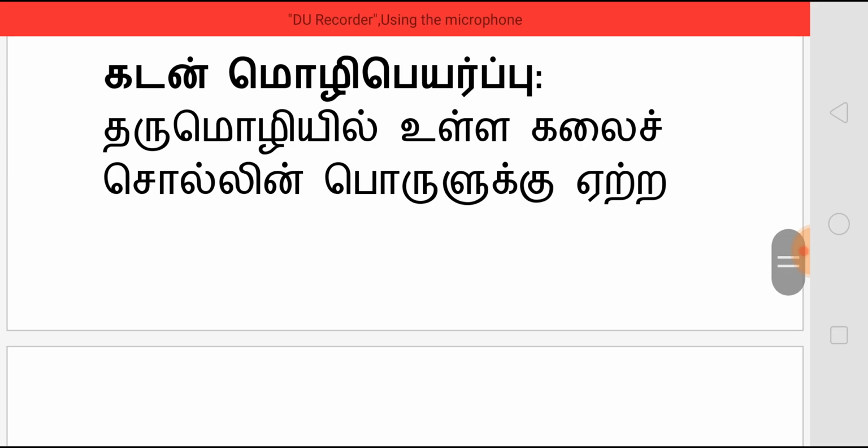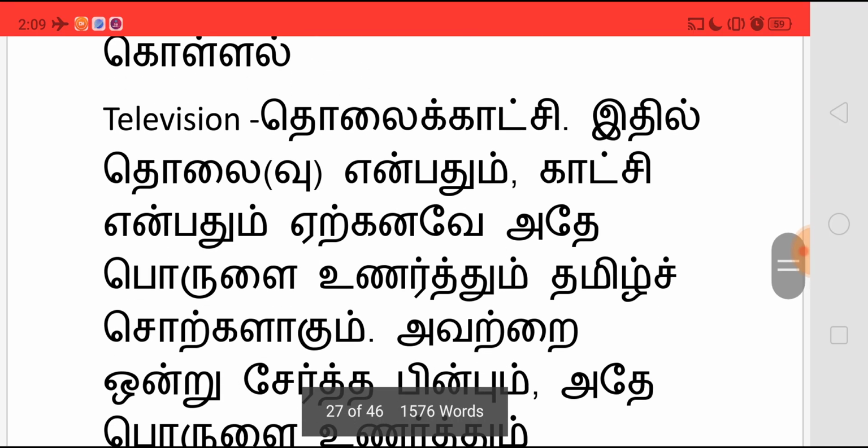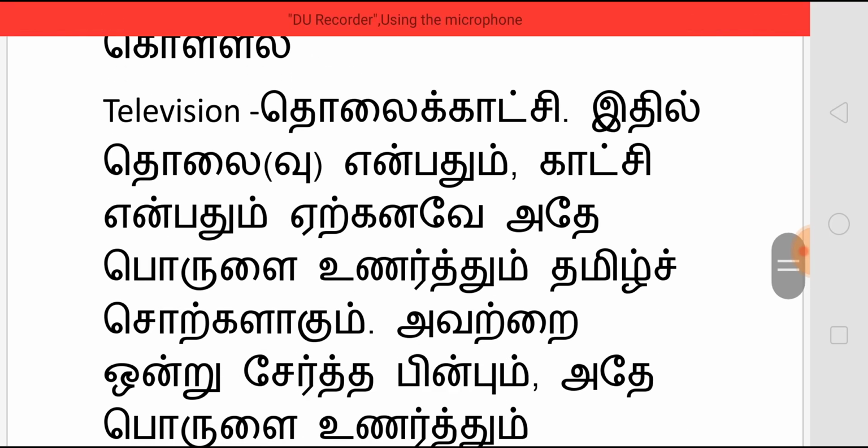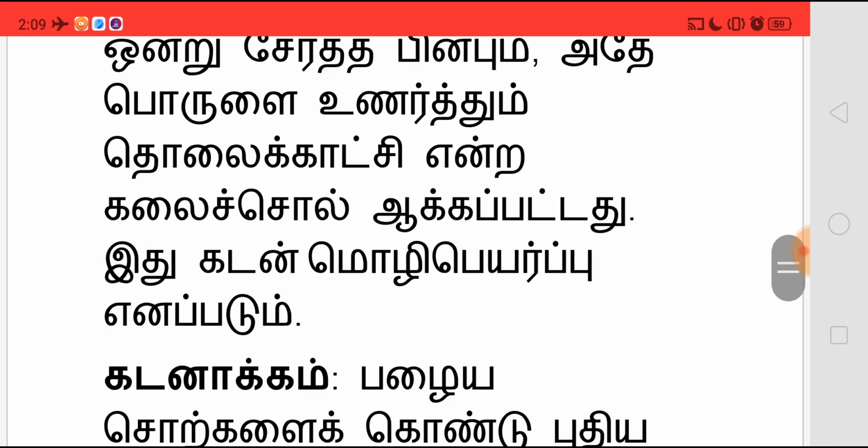Now, Kadan Perpu means from one language we are taking that word. And when we are making a new word in our mother tongue, according to the meaning, we have to create a word. Like the word television. Television means Tholaikaatchi. Here it is telling distance and we can see something. And therefore, when we join the Tholai and Kaatchi, we can understand that Tholaikaatchi is a new Kalaisol, and this is a method of Kadan Perpu.